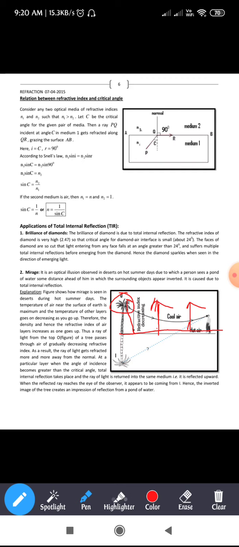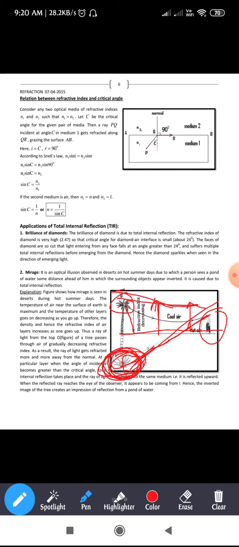So for an observer who is standing here, it appears like the ray of light is coming from this direction instead of from here. He feels like the ray of light is coming from here, hence he considers that the object is at this point. When he sees it, he comes to know that the image of the object is formed here, which is an inverted image. So hence he considers that there should be water at this place.